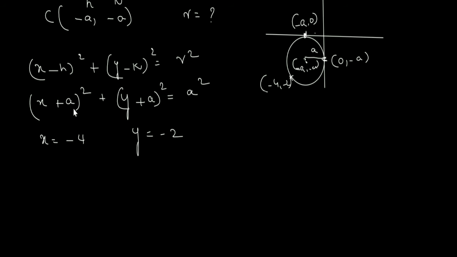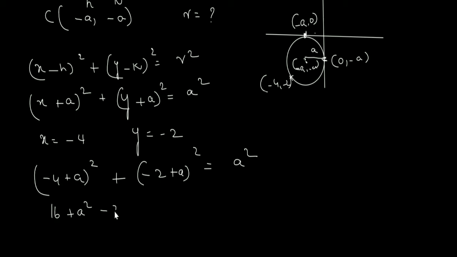So whenever we say a circle or line is passing through a point, you have to substitute x and y, because x and y represent the general point. So x is equal to minus 4 and y is equal to minus 2 will give you minus 4 plus a the whole square, minus 2 plus a the whole square is equal to a square. So that is 16 plus a square minus 8a. Here 4 plus a square minus 4a is equal to a square.